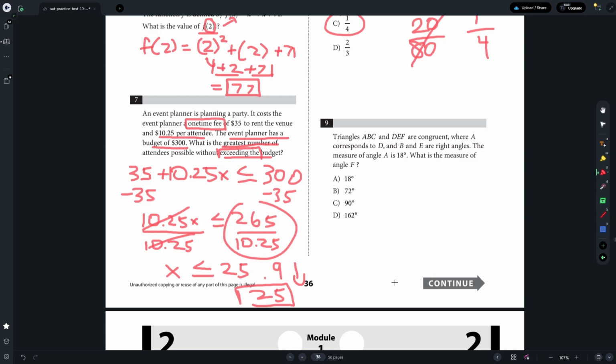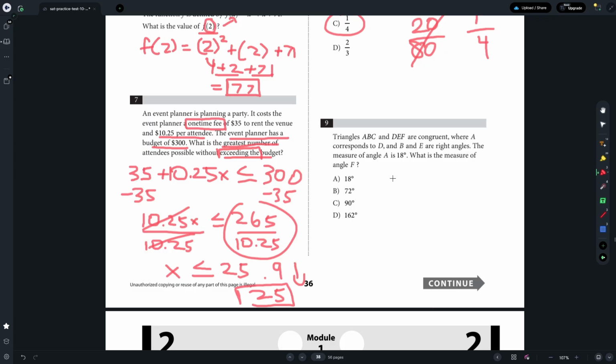Triangles ABC and DEF are congruent, where A corresponds to D, and B and E are right angles. The measure of angle A is 18 degrees. What is the measure of angle F? This was a very confusing question. It has a lot of words and descriptions.